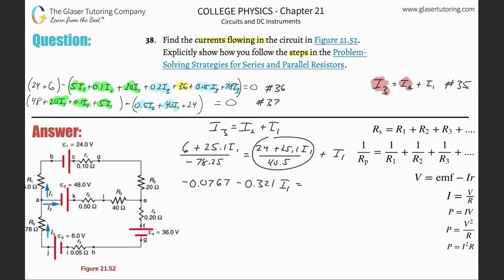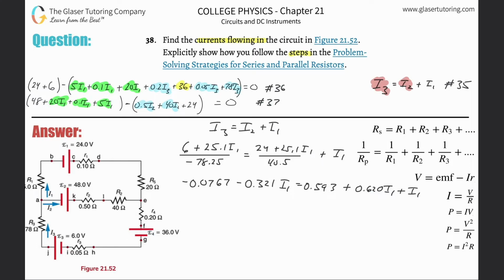And that's now going to be equal to, we got to do the same thing on this side. So take your 24 and divide it then by your 40.5. So that works out to be about 0.593. Oh man, hopefully I don't make a silly mistake because there's so many numbers. And then 25.1 divided by then 40.5. And this now will work out to be 0.620 I1, right? And then simply just plus I1.